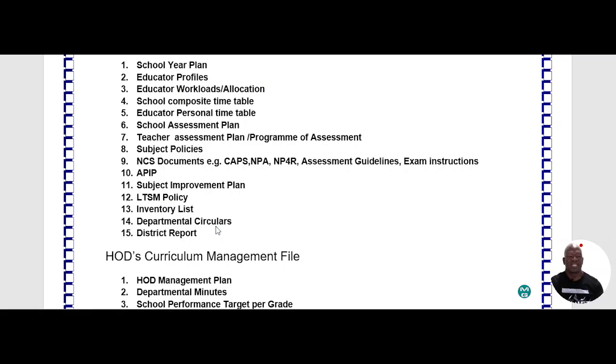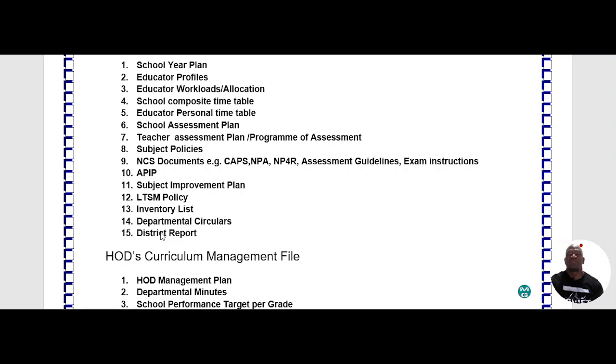Okay, right, moving right along, the next one, which is number 15 in terms of the curriculum file, which is the master file section of the HOD file, is the district report. So here, this is where you put the reports in terms of what the district officials have given to you after visits have been made to the school. You will find that you have copies of the curriculum visit tools that departmental officials used in reporting on the findings and the recommendations. So this is something that must be put in here.